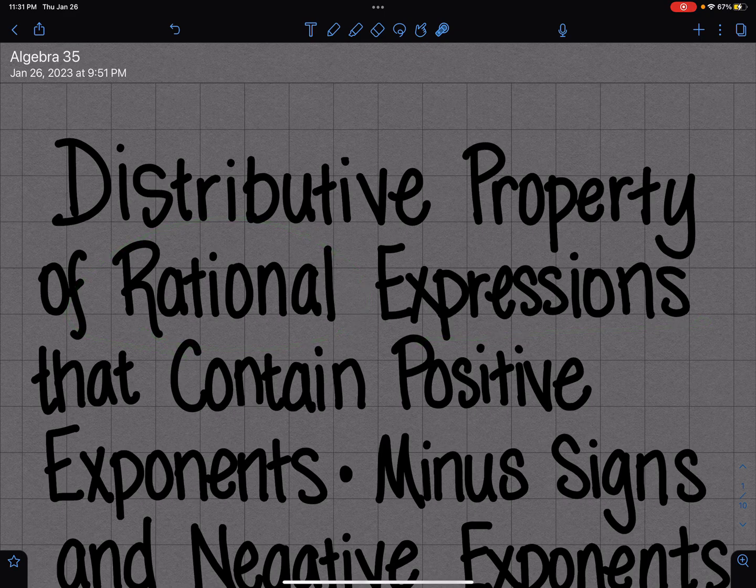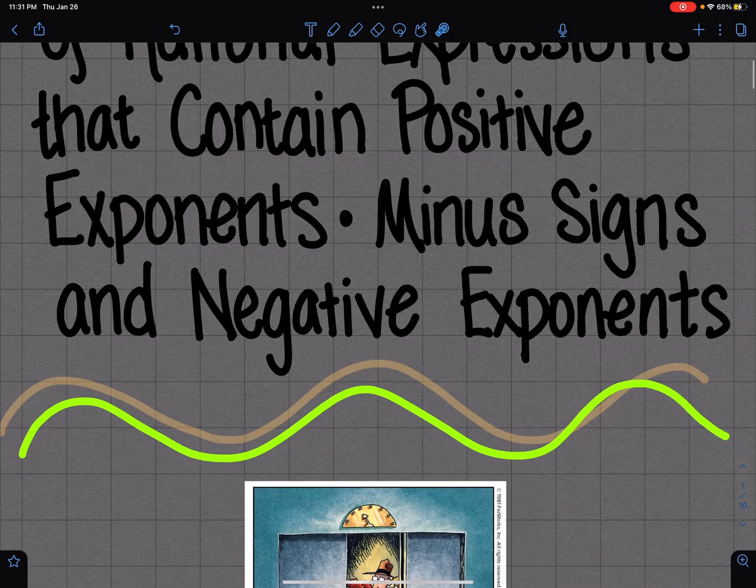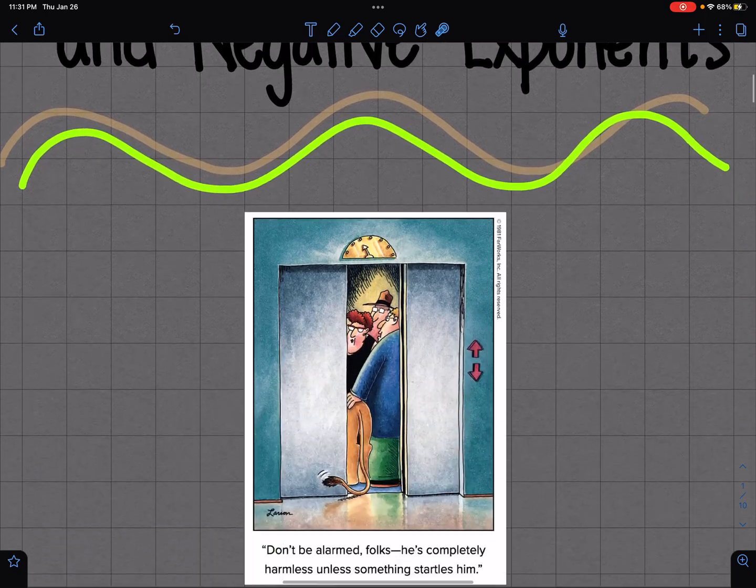And do you remember what rational expressions mean? Like it has variables in it, and they contain positive exponents, okay? And then we're going to talk about minus signs and negative exponents. So we're going to cover the whole gamut of exponents today. It's going to be so fun. I'm actually excited for this lesson. I love algebra, and today's lesson is really super fun.